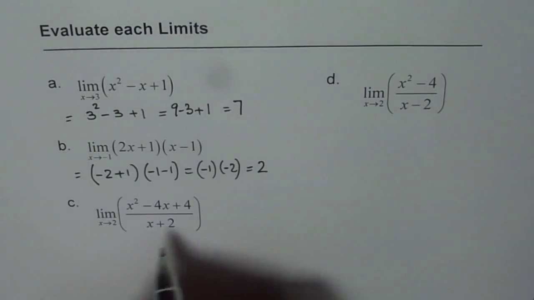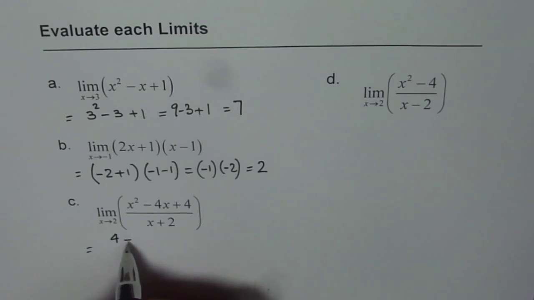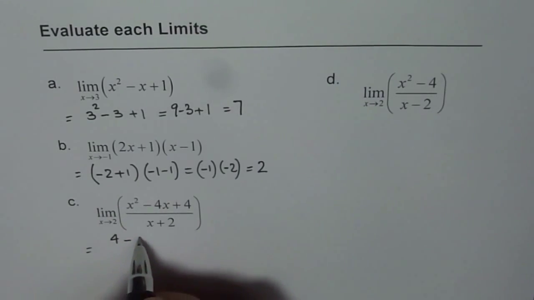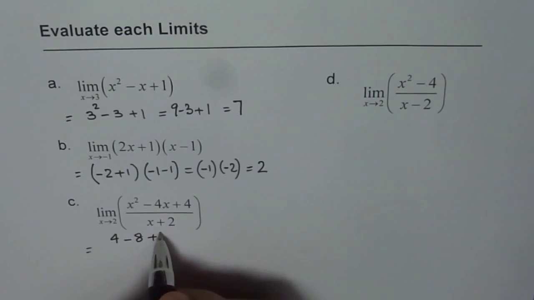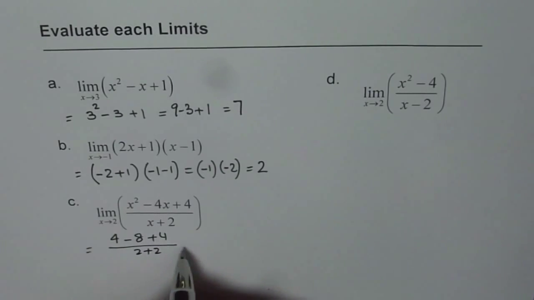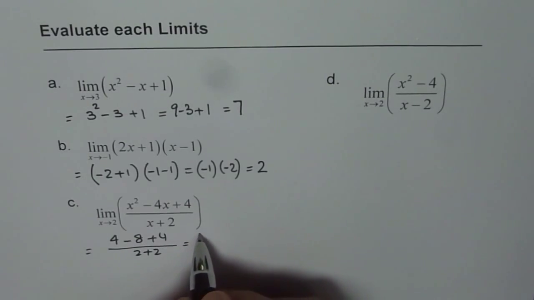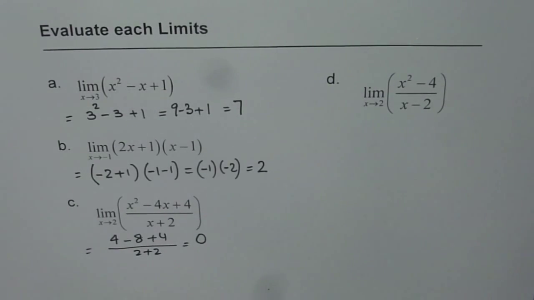Now for the third one, I'll substitute 2 here. So 2 squared is 4. 4 times 2 is 8 plus 4 over 2 plus 2, right? So let me write 2 plus 2 for the time being. So what do I get? 4 plus 4 is 8. 8 minus 8 is 0. And 0 over anything is 0. 0 is a valid number, and so the limit of this function is 0 as x approaches 2.